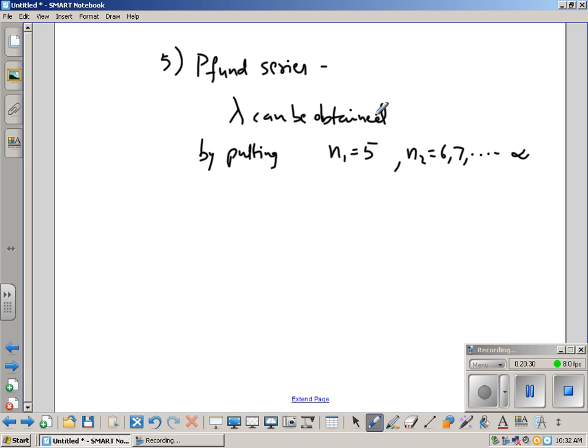It belongs to the infrared region again. Infrared, far infrared, the last two. Need not say near infrared or far infrared. The three series belong to the infrared region. First series belongs to ultraviolet, second series belongs to visible, third, fourth, fifth belong to the infrared region.